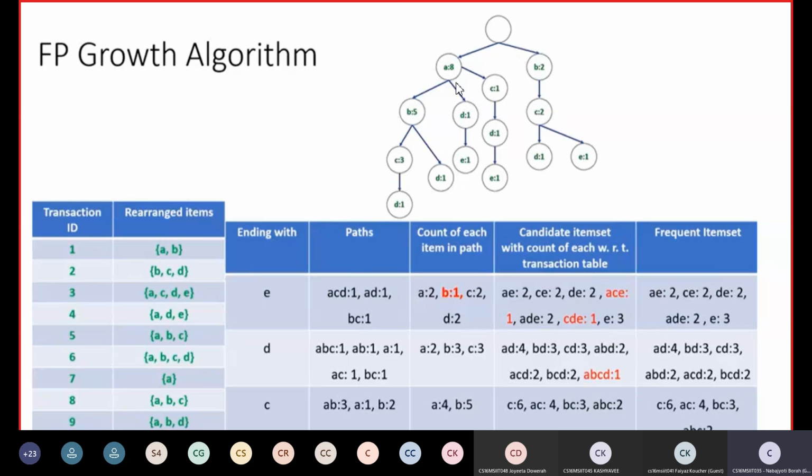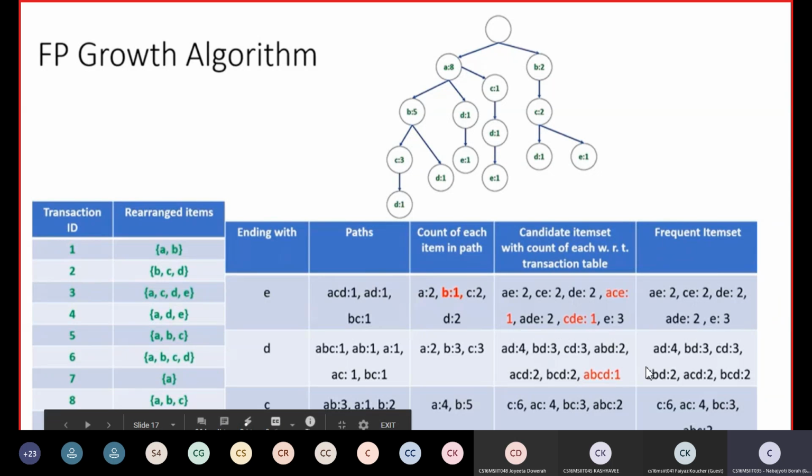Now next we have CDE. How many times did CDE come? CDE one. But here there is no CD, so the CD count is also 1. And E already came 1, 2, 3 times, so E is already 3. So you can see CD1 and ACE1 will be excluded, because our minimum support count is 2. And we will use only AE2, CE2, DE2 and AD2. Those which are greater than or equal to 2 will be included.